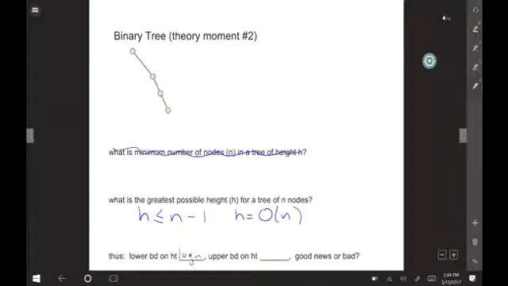All right. Lower bound, log n. Upper bound, n. Good news or bad? It's hard to tell. It's a little closer to bad because it's still feeling like linked lists.